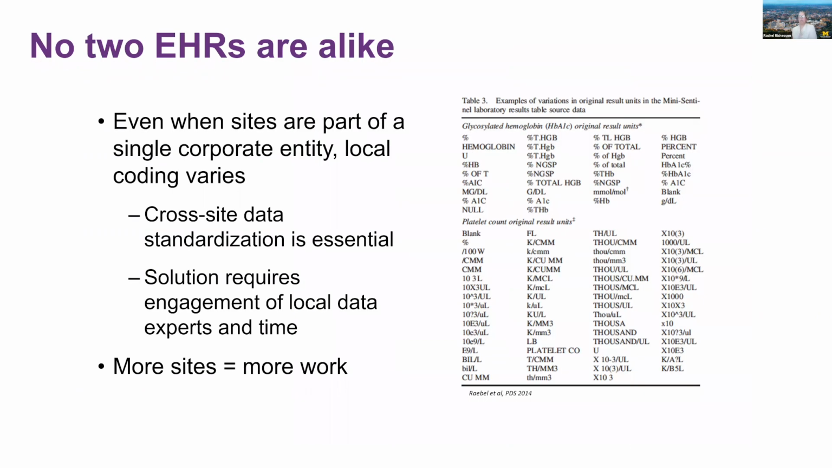What we found from looking at all these different uses of EHRs in a number of pragmatic clinical trials is that no two EHRs are alike. Even when they're part of the same commercial system, there are differences. There are differences in local codes and how people choose to represent those codes. This table shows the variety of lab result units that were found in a number of sites in the Mini-Sentinel FDA project, and this is just typical of what we see. To address this really requires engagement of local experts, people that understand the data at each site, and this takes time. The more sites you have, the more work is involved in this investigation and cleanup and harmonization, if you will, and just to understand the data.